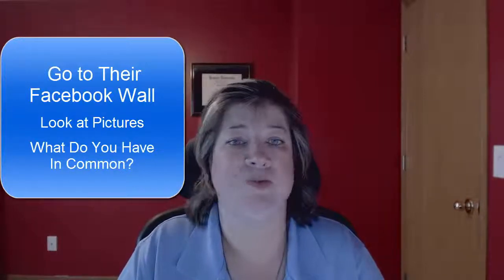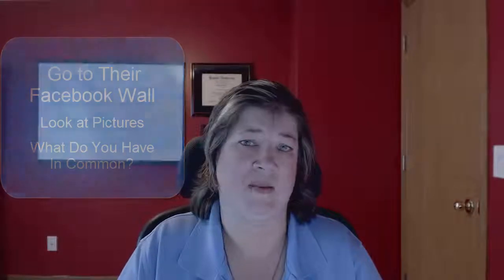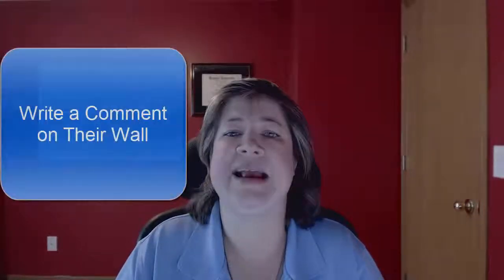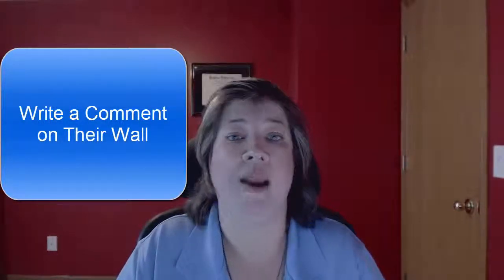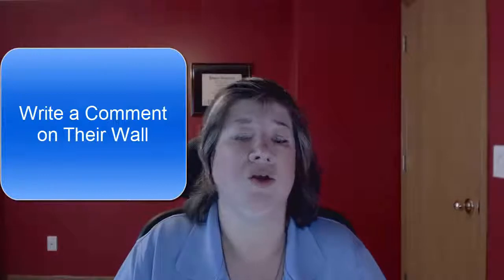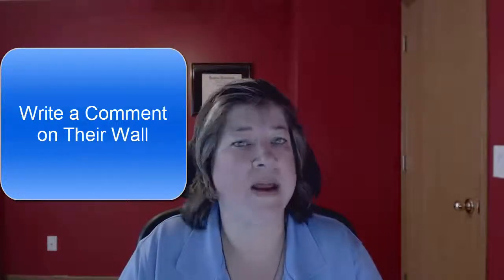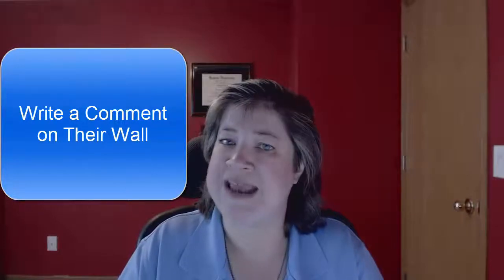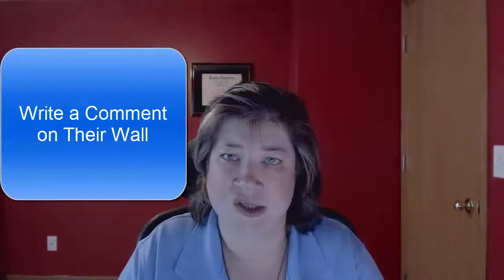Maybe you have a love of pets. Maybe it's a love of sports. Maybe it's a hobby. Maybe it's a food. Maybe it's a place that you travel. Whatever it is, find something that you have common ground on, and then write on that person's wall, especially under that image, and make some comments. Make sure you're tagging their name in the comments, that way they see it in their notifications right away.